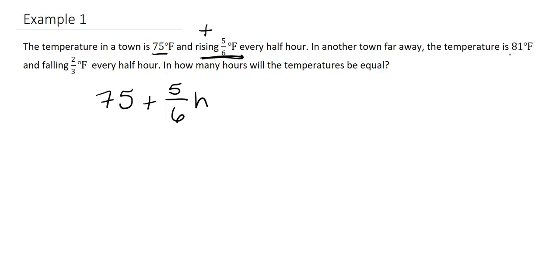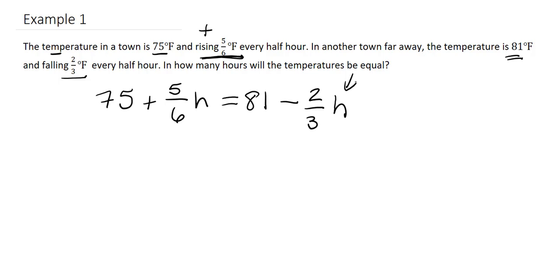Now, we have another town far away. The temperature is 81 degrees and it's falling 2/3 of a degree every half hour. So let's write that out. So we have 81. So falling means negative, so subtracting 2/3 h. So now we've set up our problem. So we want to know what h will be when the temperatures will be equal. So there's some number that will make these two towns have the same temperature.